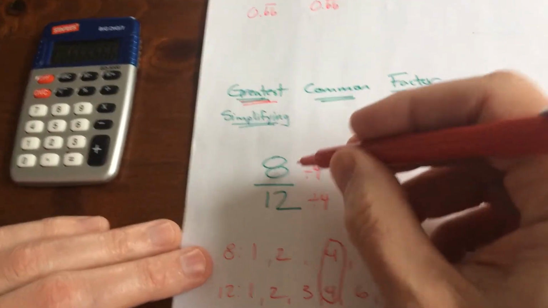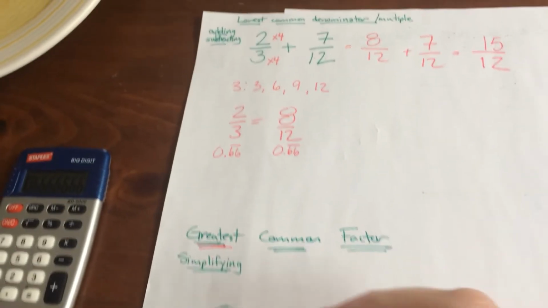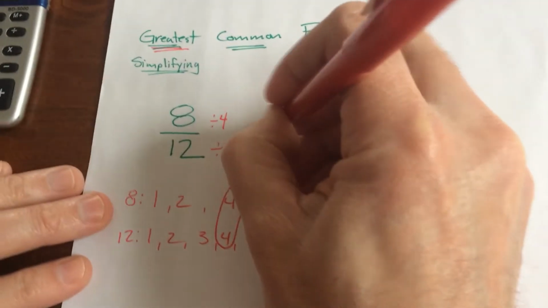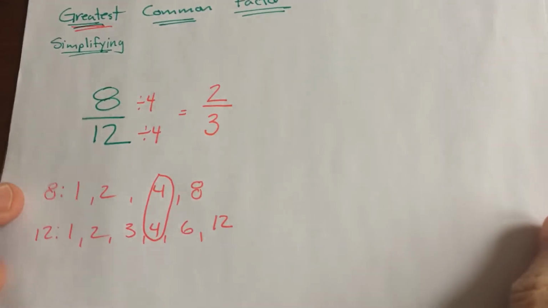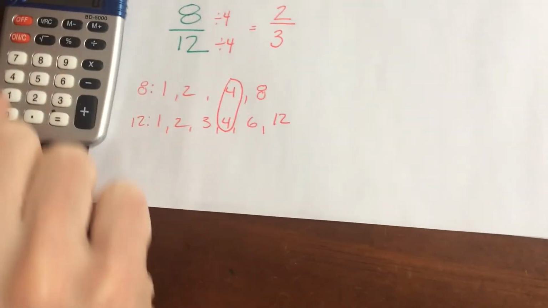All right. So I'm dividing by the same number. Here I multiplied by the same number. 8 divided by 4 is 2, and 12 divided by 4 is 3. Okay, so these are equivalent. I can prove it.